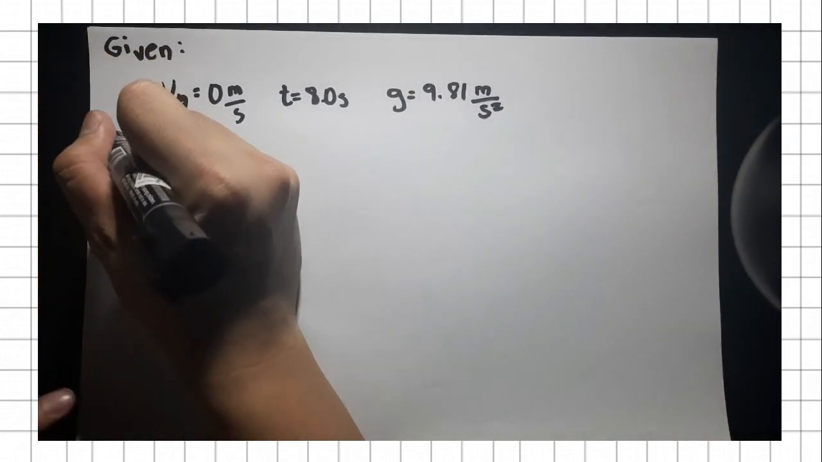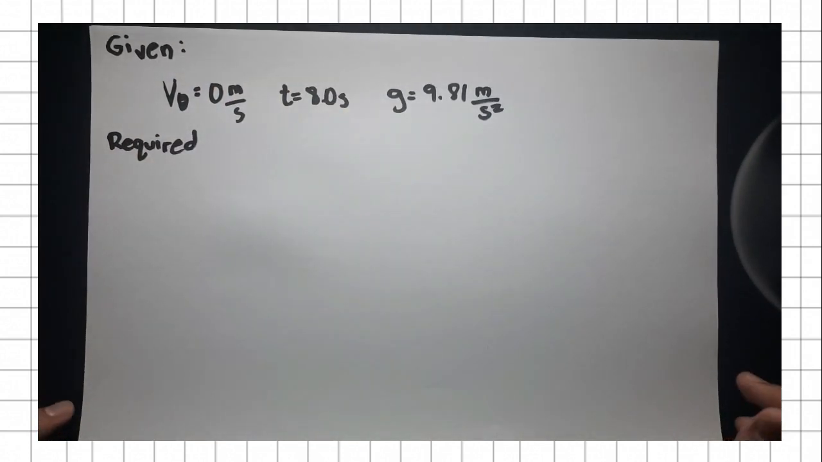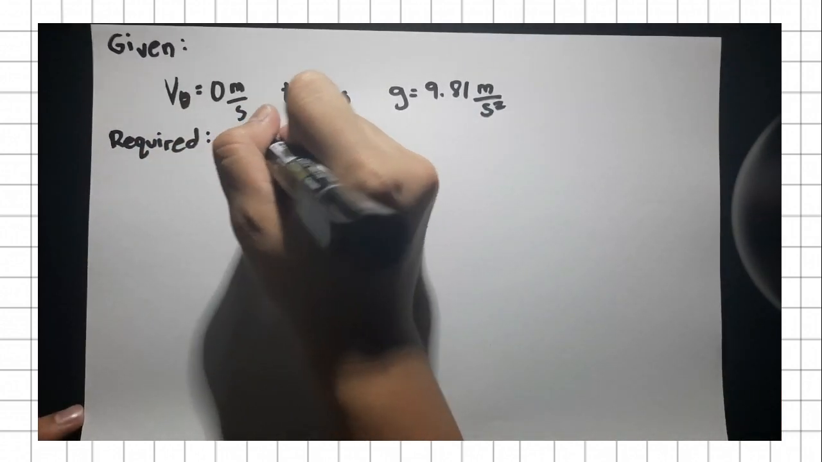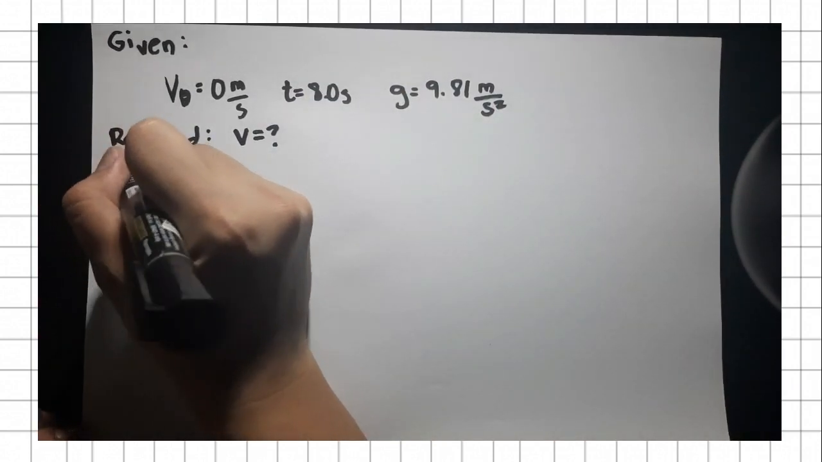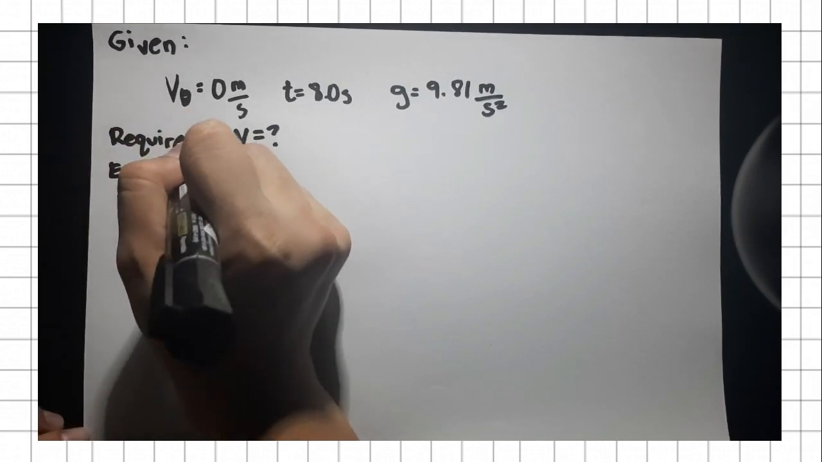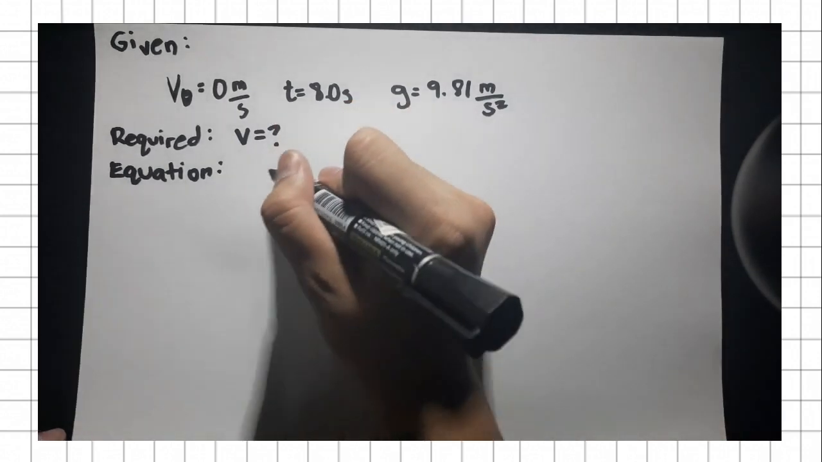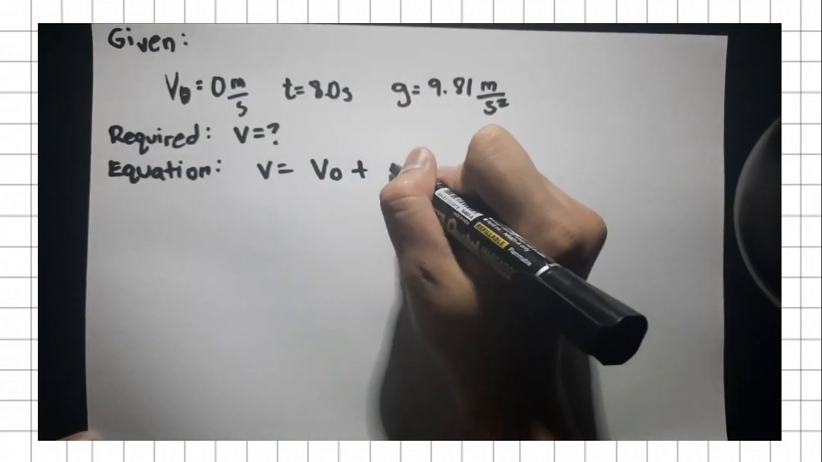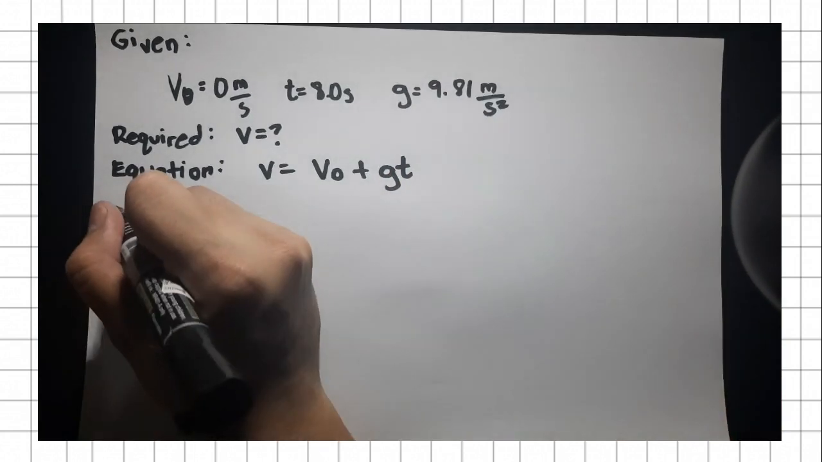And next is the required. The required in the problem is the stone's velocity after 8 seconds. And next is what equation we're going to use. Based on the given, we're going to use the formula V equals initial velocity plus gravity times time. And now let us proceed to the solution.